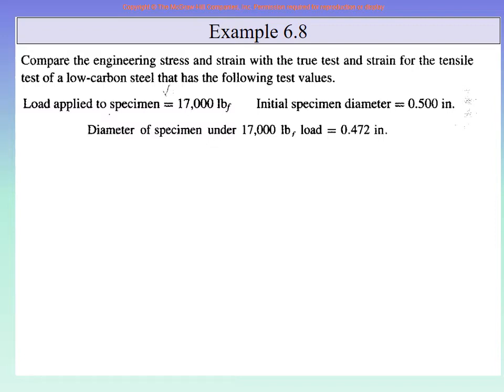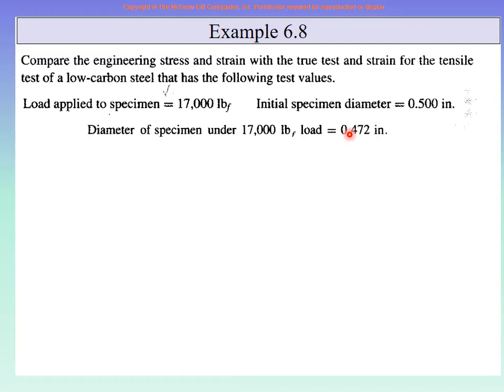Okay, now to the example. Compare the engineering stress and strain with the true stress and strain, right? Sorry, this is a typo mistake in the book. True stress and strain. For the tensile test of a low carbon steel that has the following test values. You have a low carbon steel, you have performed a tensile test. Load applied is 17,000 pound force. Initial diameter is 0.5 inch. Diameter at this load is 0.472 inch.